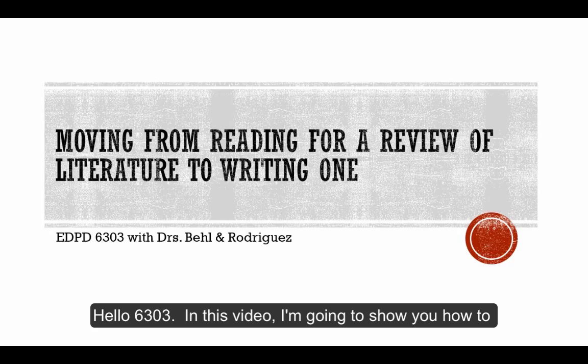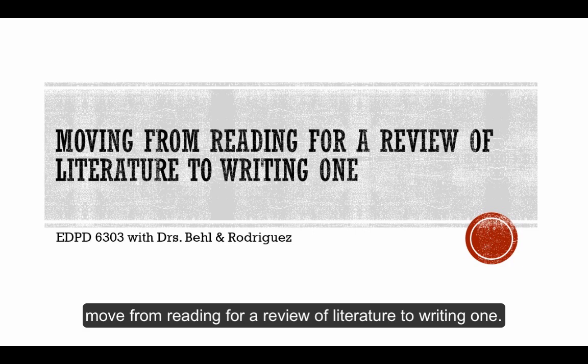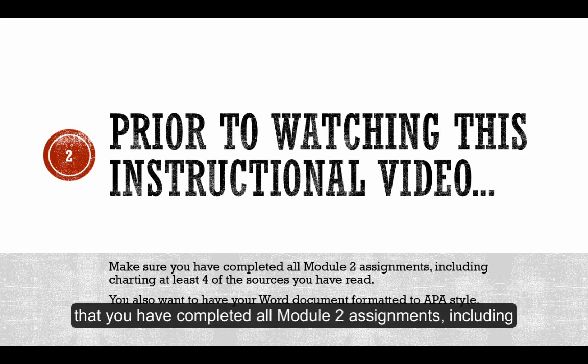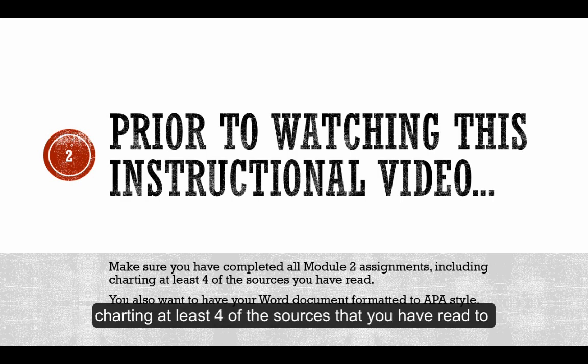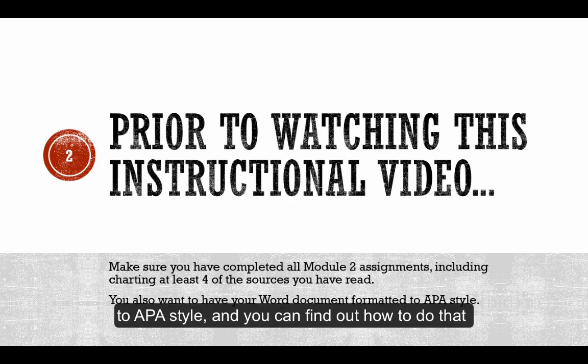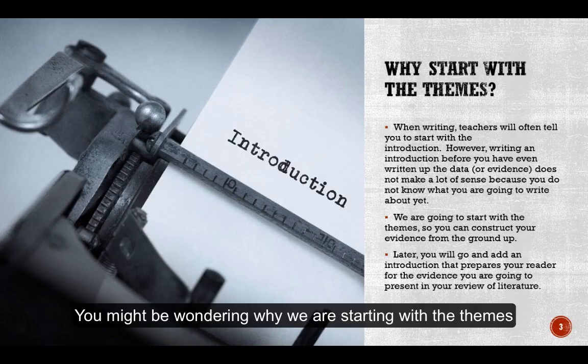Hello 6303. In this video I'm going to show you how to move from reading for a review of literature to writing one. Prior to watching this instructional video, you want to make sure that you have completed all Module 2 assignments, including charting at least 4 of the sources that you have read to answer your research question. You also want to have your Word document formatted to APA style, and you can find out how to do that in the Module 2 folder.